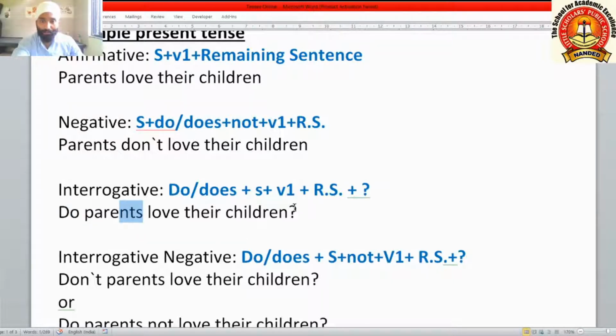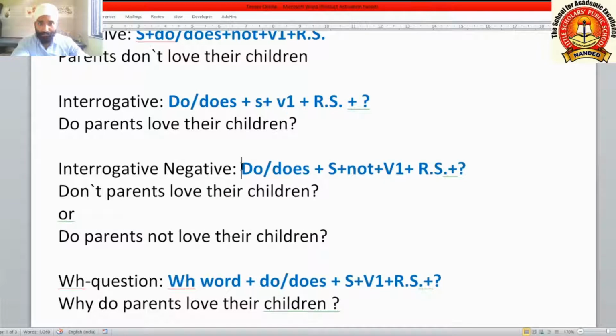What is important here is the question mark. If you don't give a question mark in the interrogative sentence, it cannot be an interrogative sentence or question. This is why the question mark is very important, and don't forget that. If you forget it, your marks will be deducted. Let us check the interrogative negative sentence, and this type of interrogative sentences which begin with the helping verb are also called yes-no questions.